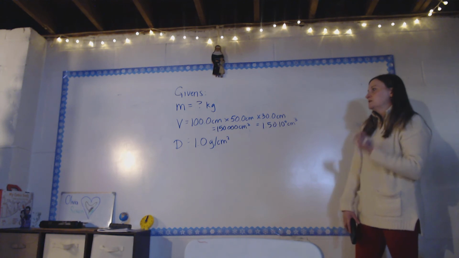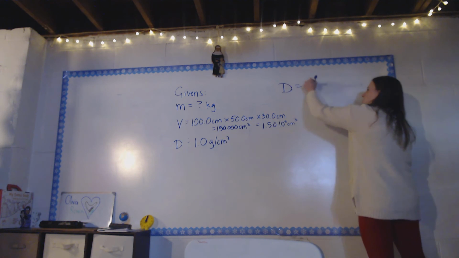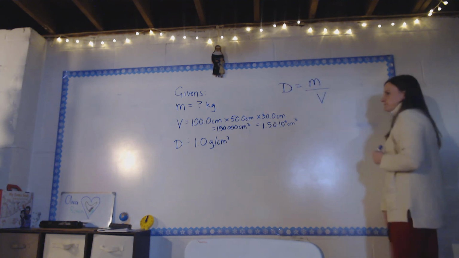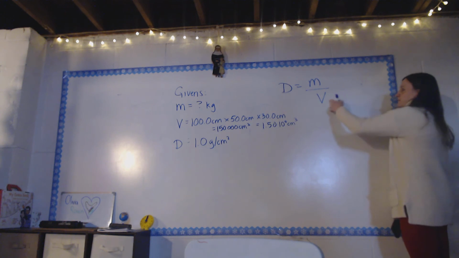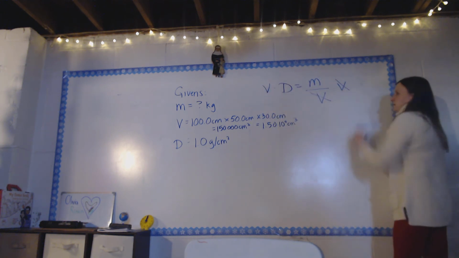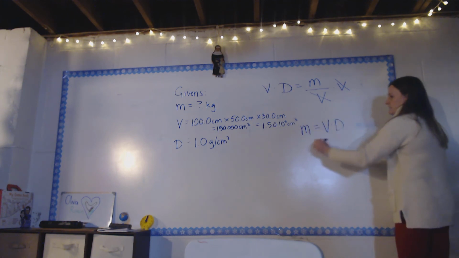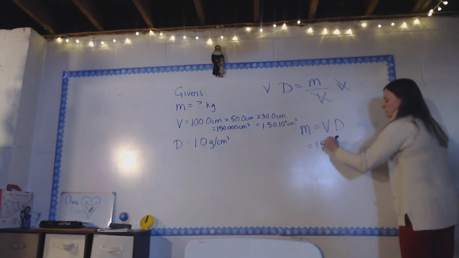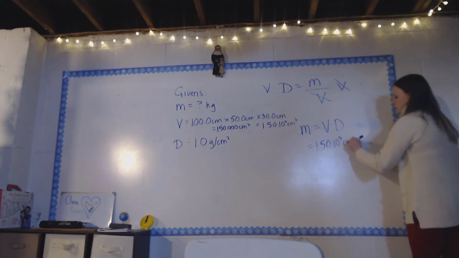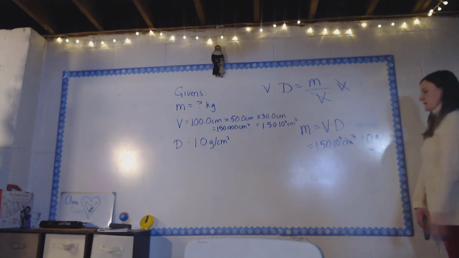So we know our density, we know our volume, we want to find our mass. So here's our equation. Density is equal to mass divided by volume. If I want to find mass, I'm going to get rid of the V. I'm going to multiply both sides by V, just like I did before. And so the mass of water is equal to V times D. So it's equal to 1.50 times 10 to the 5th centimeters cubed times 1.0 grams per centimeter cubed. And so what we have happening is the centimeters cubed cancel.